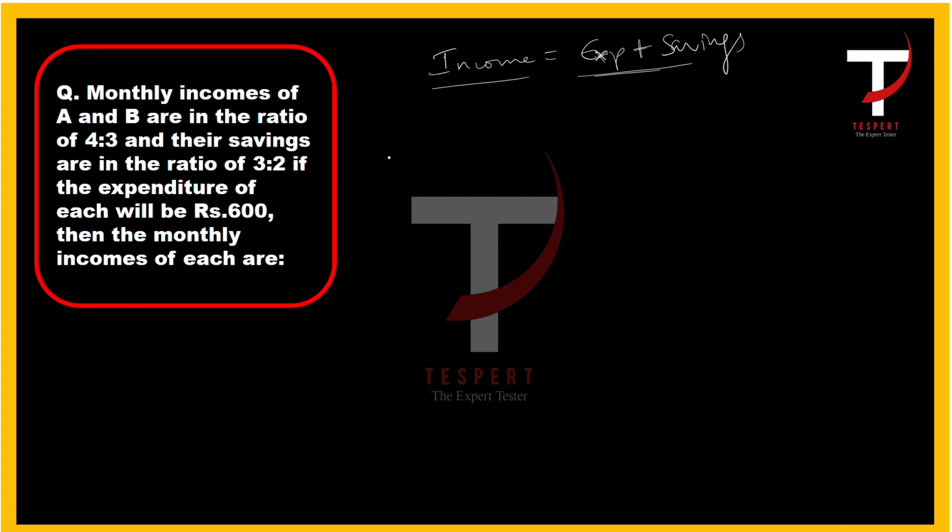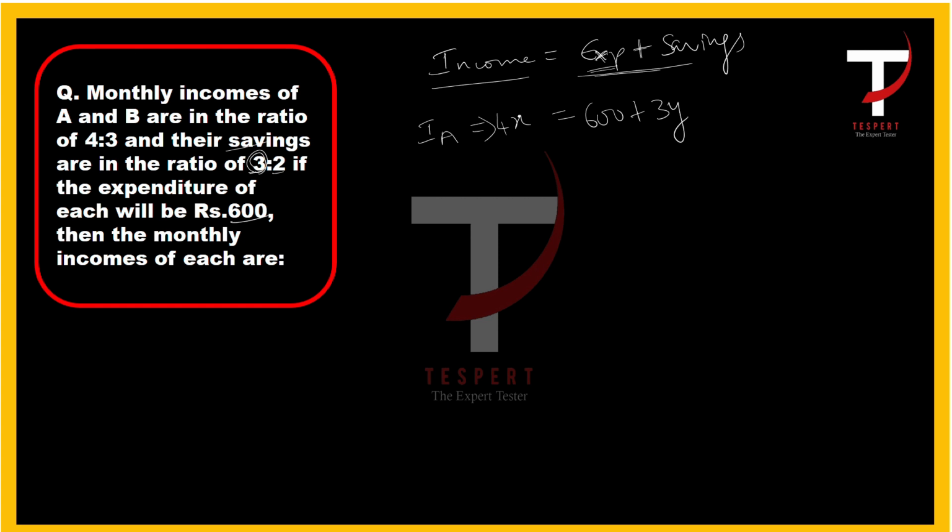So what is the total income of A? Income of A is equal to 4x, right? 4x is equal to expenditure. What is the expenditure? This is the saving, right? 3x and 2x. What is the expenditure? 600 plus, what is the saving of A? 3y.